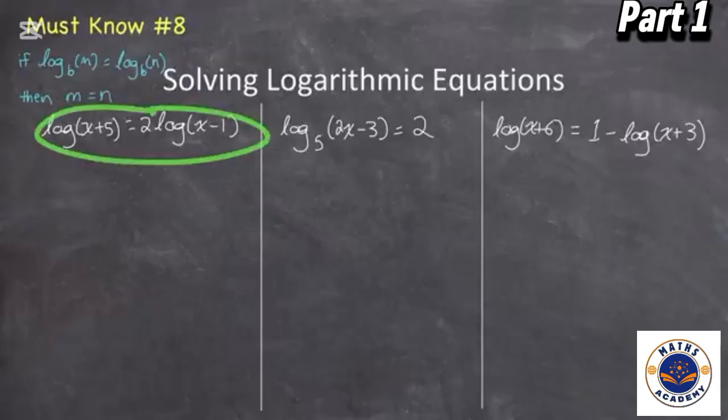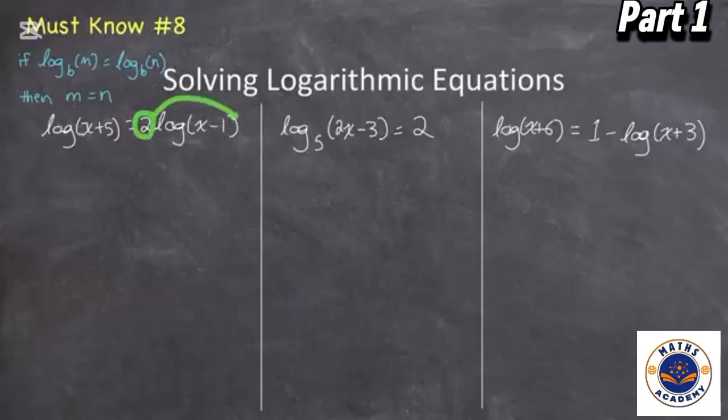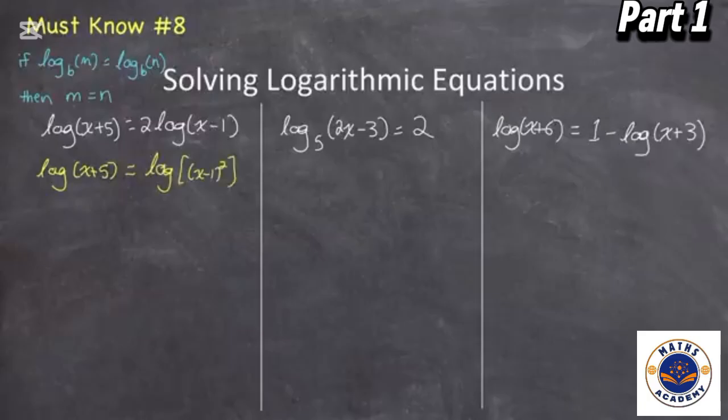So this equation looks like it's already almost in that format. If we take this coefficient of 2 and write it as the exponent on the argument, then that would make this equation easier to solve. So I'll write this as log of x plus 5 equals log of x minus 1 squared. And now that we have 2 log expressions equal to each other, where the bases of those logs are the same, the bases are both 10, I know the only way this equation would be true is if the arguments were equal to each other.